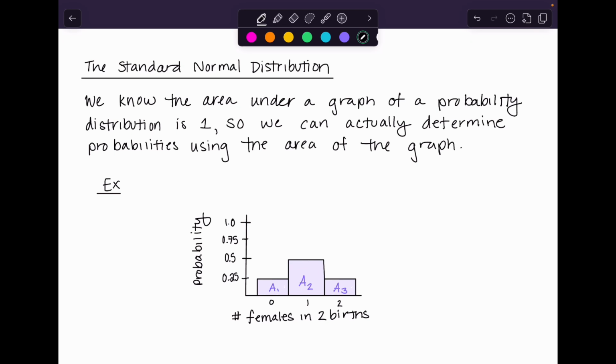So when we talked about creating a probability distribution, we know those probabilities had to add up to 1. So really what that does when you create that graph, it ends up being that the area underneath is 1. So we can actually use a probability graph to determine what probabilities are for specific things.